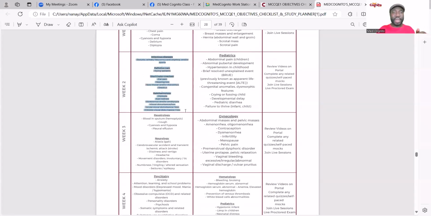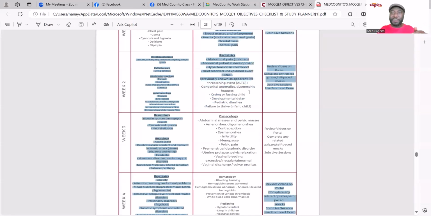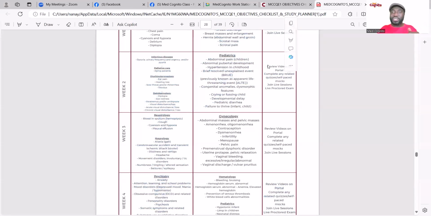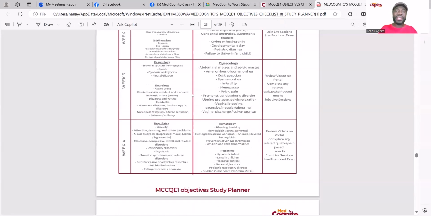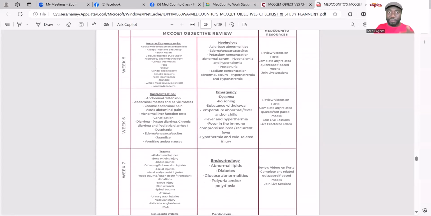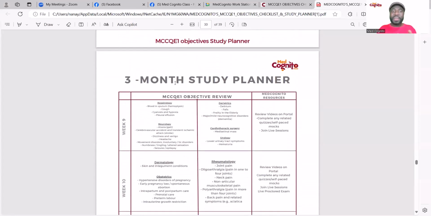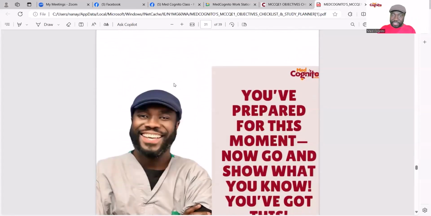Then in week 2 as well, you come to infectious diseases. You go to ophthalmology. Okay, then you come to some pediatrics. Then you ask yourself, how are you going to review it? Then you use what we encourage. Then you go to week 3. So you do that for the 3-month study plan. Okay, this is all 3 months for you.